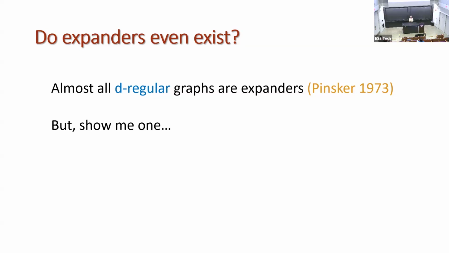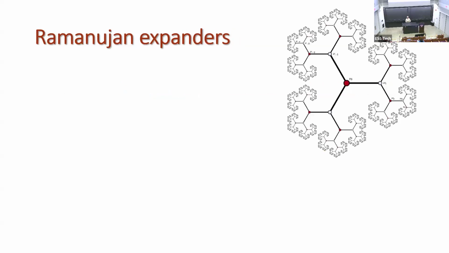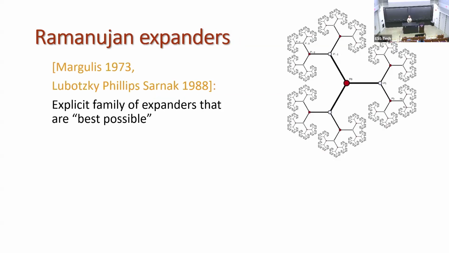And you can ask, okay, but give me one that you can construct with your hands. So we have such. The first such families of expanders are Ramanujan expanders, so they actually have some optimal behavior. And they come from number theory. The people who came up with them thought about these graphs because they were thinking about something completely different.